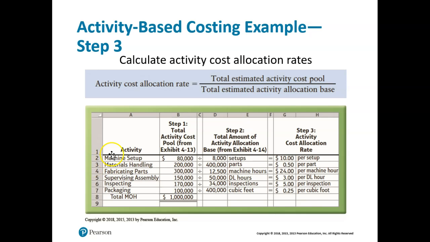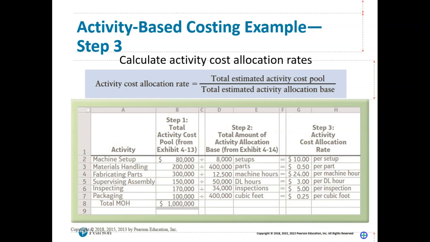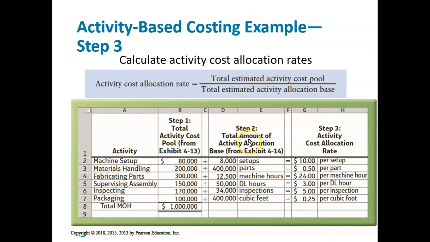So here's our allocation. Can you see this well enough? Here's our calculation. Here's our total cost. 80,000 divided by 8,000 setups is $10 per setup. 50 cents per part. For fabrication, $24 per machine hour. Supervising, $3; inspecting, $5; and packaging, 25 cents. Do you see what I mean? Once you've got a job, you ask how many setups, how many parts, how many machine hours, and then you allocate the overhead that way.